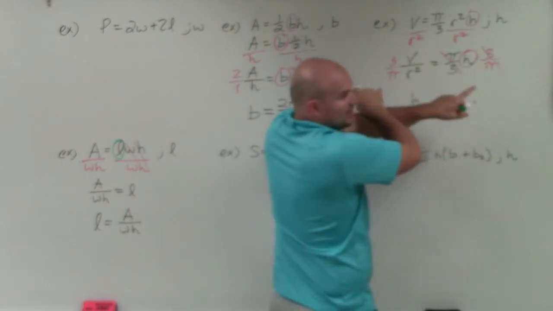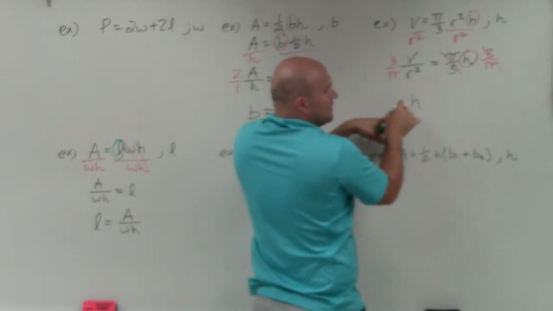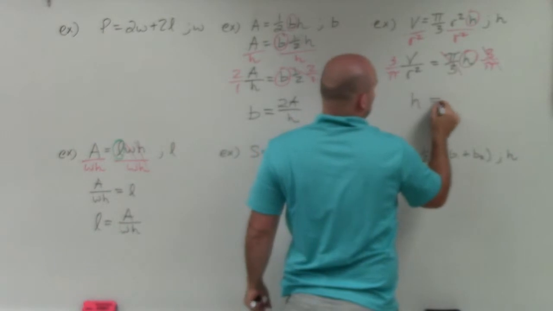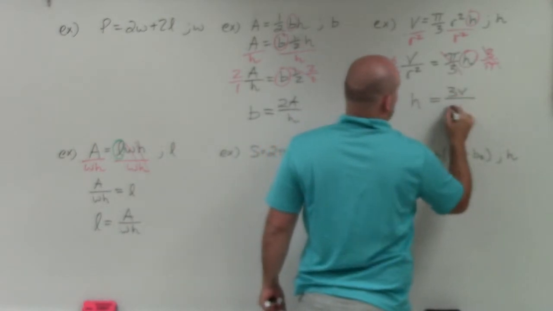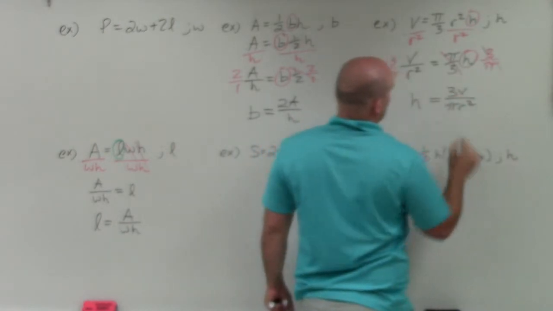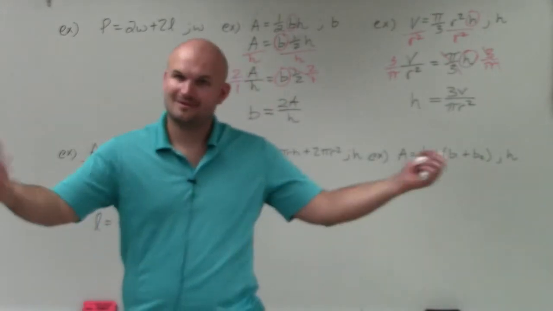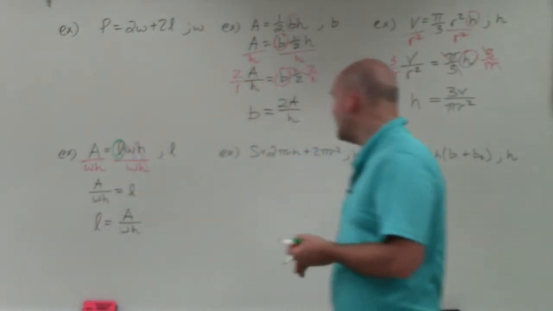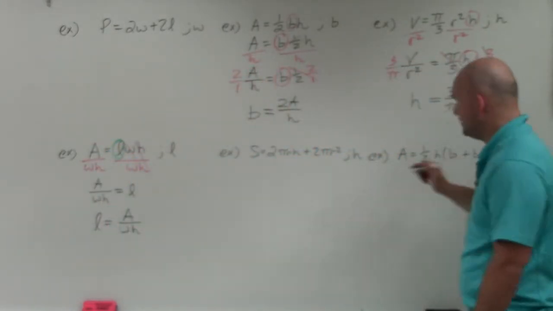Again, I'm just going to flip the equation, so my variable that I'm solving for is on the left-hand side. h equals 3v divided by pi r squared. Done. All right.